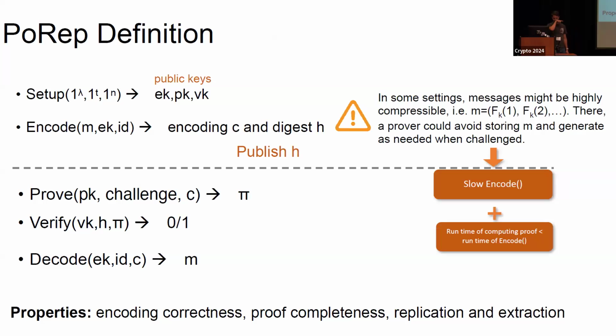And as I told you before, in proof of replication, it's mandatory to have a slow encoding, because since the data is completely malicious, you may compress the data, and in order to compute a proof, you don't need to store the data, you simply run the encoding and then compute the proof. But to avoid this problem, you have an encoding that is slow, and you ask the prover to give you back a proof within a certain time window that is smaller than the running time of the encoding, so that you know that if you pass verification, you haven't run the encoding from scratch, and you're using some memory.